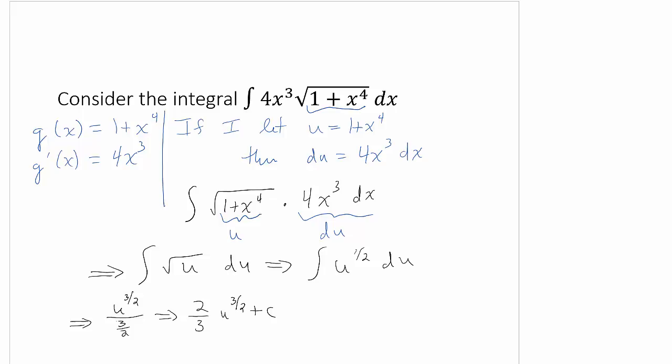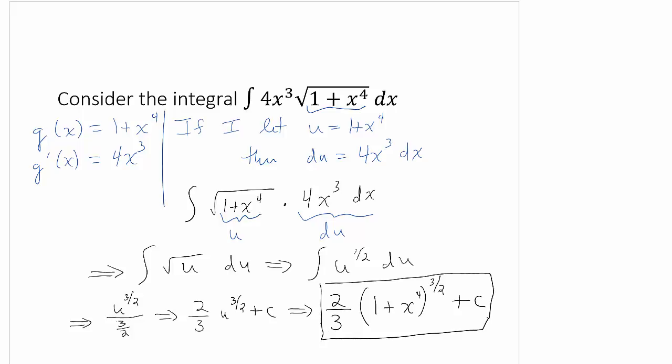And now we go back to our original integral. We don't want to know what the integral was in terms of u. We wanted the integral in terms of x. And so we substitute back. Well, u was 1 plus x to the fourth. And so I would write that the integral is 2/3 times the quantity 1 plus x to the fourth to the 3/2 power plus the constant of integration. And that's the substitution rule. So the substitution rule is beneficial if it looks like the integrand is the result of the chain rule from derivatives.